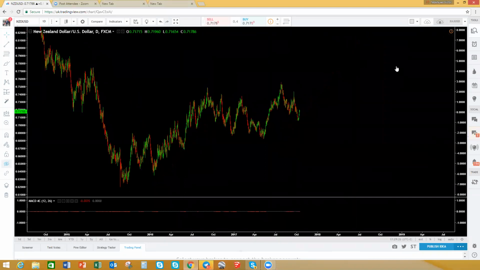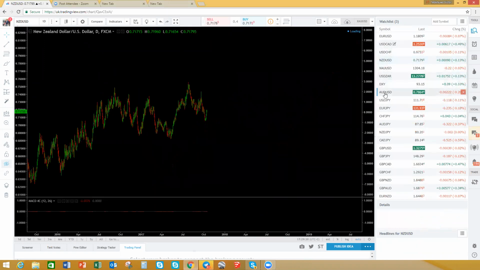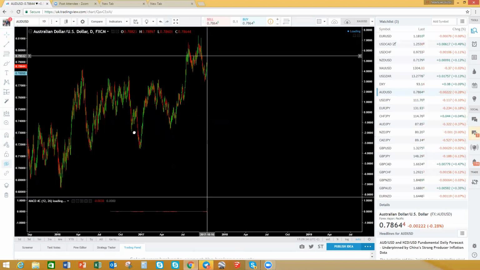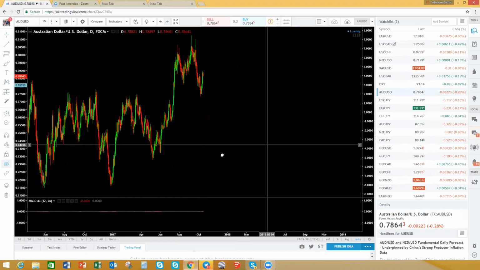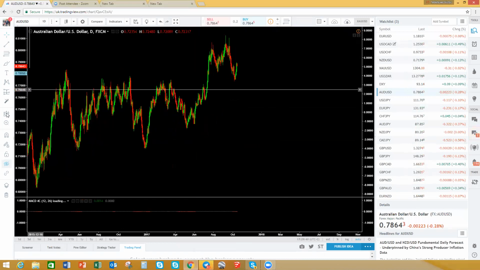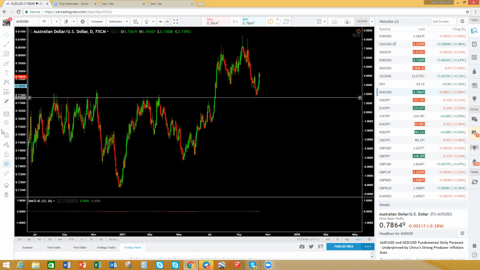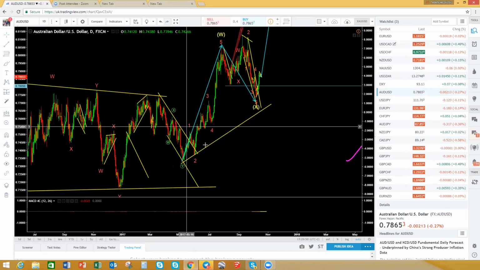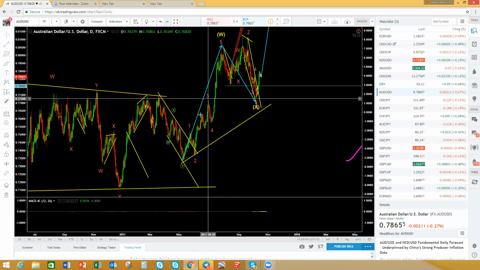Okay, so that's New Zealand dollar, US dollar, Aussie US dollar on the daily. Beautiful structure. I'm not going to go through the whole detail like I did with the other chart. I'm just going to go into the trades. So if I switch this on, you'll see that there's an impulsive wave, 1, 2, 3, 4, 5 here, 1, 2, 3, 4, 5.